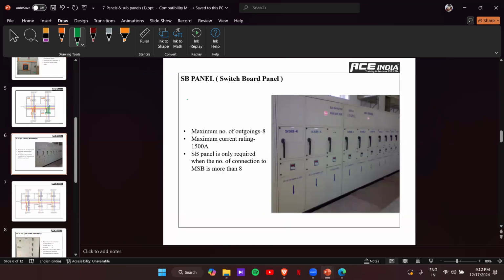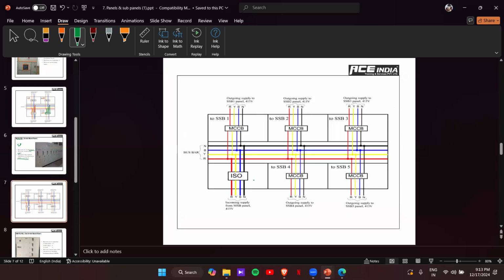Now, next after MSB, the next connection will be going to the SB panel. That's called the switchboard panel. As we mentioned before, you can take a maximum of 8 outgoings. Maximum current rating will be 1500 amperes. So you can see that right now from one SB, SSB1, SSB2, SSB3, 4, 5, 6, 7, 8, like that. Multiple SSBs, you can take a maximum of 8 SSB connections from one single SB. So SB is taken whenever the number of connections in MSB is more. And this is how the connection will be.